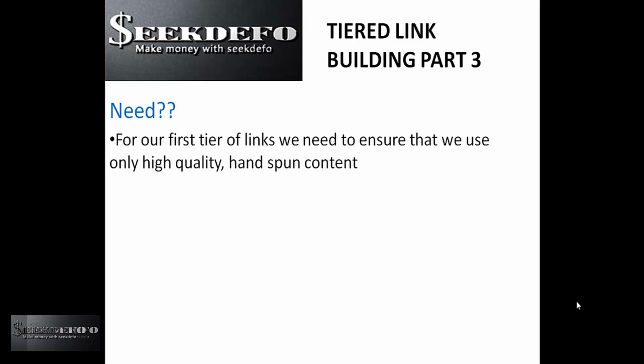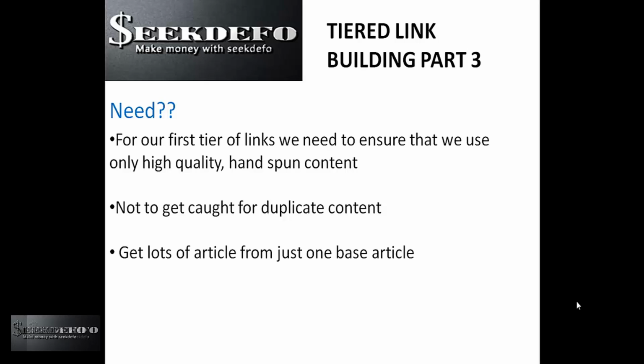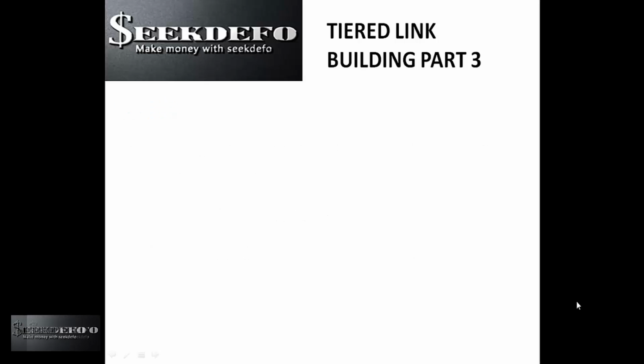We use spinning because employing writers for building up so much content will cost you a lot more. The way I'm going to do it will not cost you a lot of money. We need only one or two base articles and we can create as many articles as we want from that, and we need not get caught for duplicate content. We have to ensure that, and this helps in doing that. And as I said, it gets a lot of articles from just one base article.